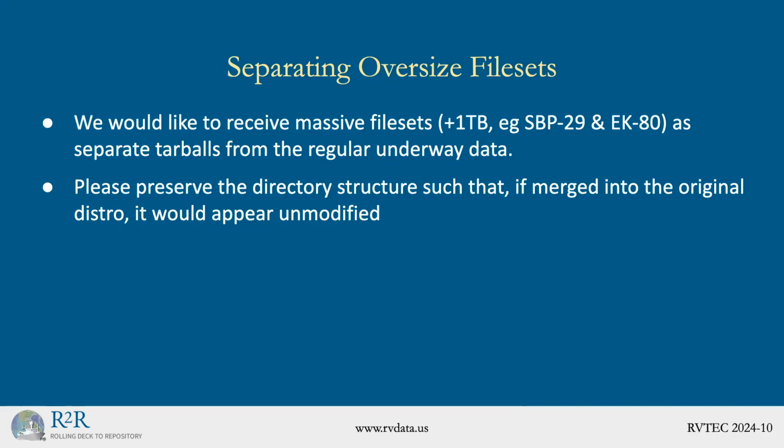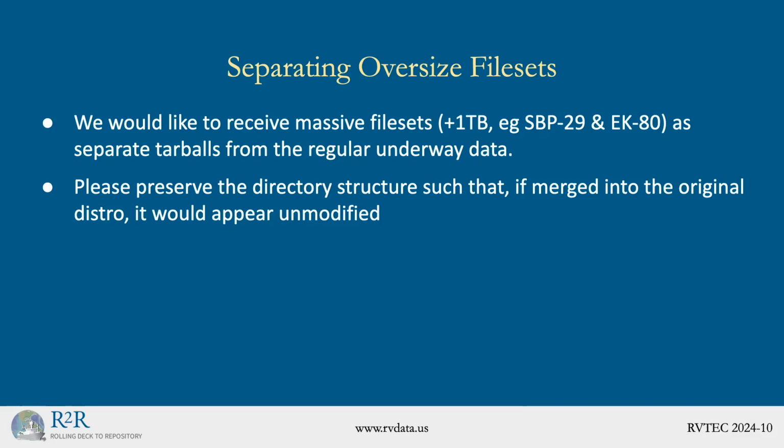Another more recent ask we're going to start with is we want to start seeing those really big file sets that specific devices produce separated off. The SBP29 and EK80 are common culprits. They generate very large, voluminous file sets breaking into the terabytes. When we have these 500 gigabyte plus file sets, we want to see those separated off. When the distros are sent to us, we want to see those as separate distros from the rest of the distro. This will allow us to split up that bottleneck and prevent the bottlenecking of the vast majority of the data, which isn't as big as that.